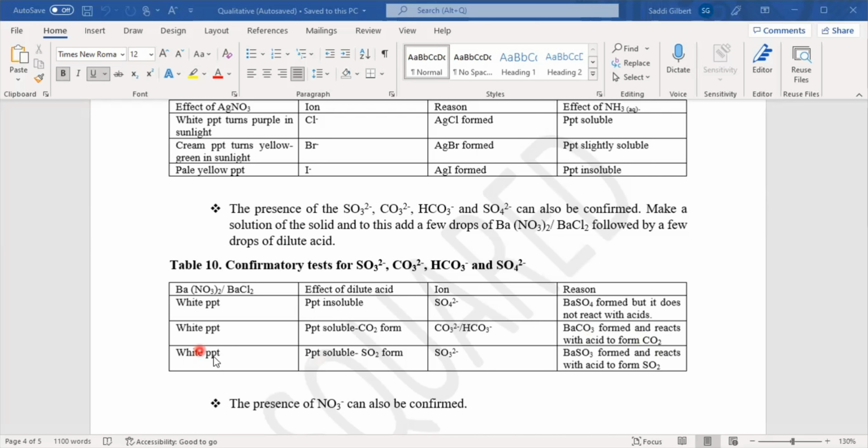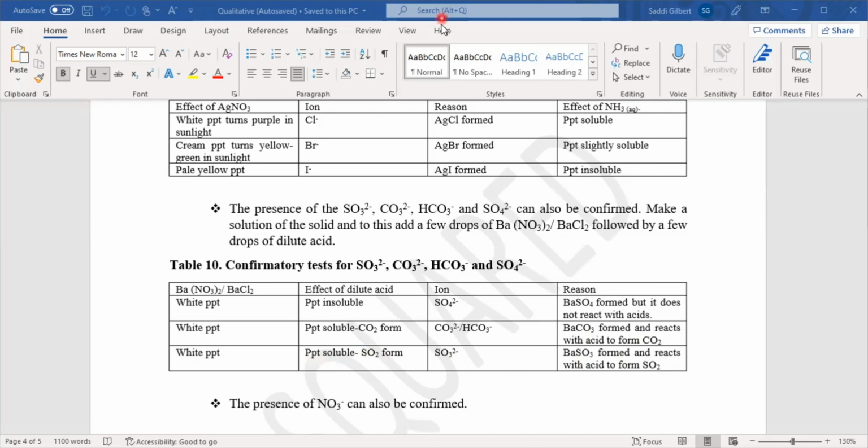Then now look at this over here. You have a white precipitate. Precipitate soluble in the acid, sulfur dioxide formed. Sulfite ion is present. Barium sulfite formed and reacts with acid to form sulfur dioxide.